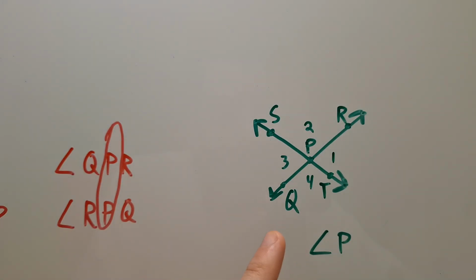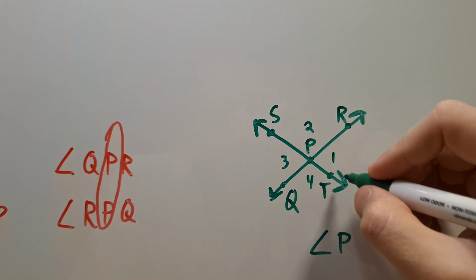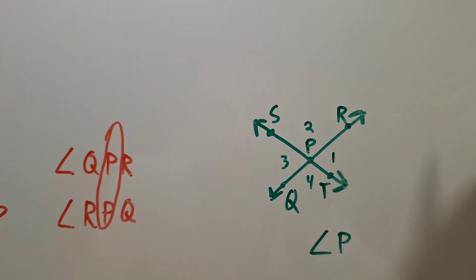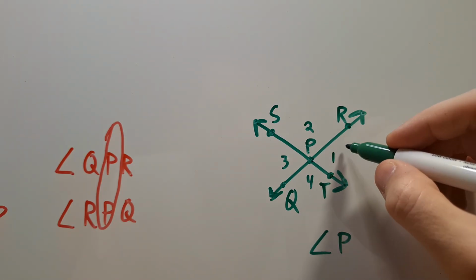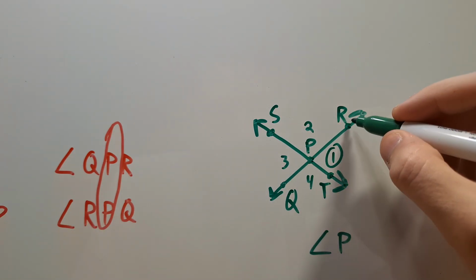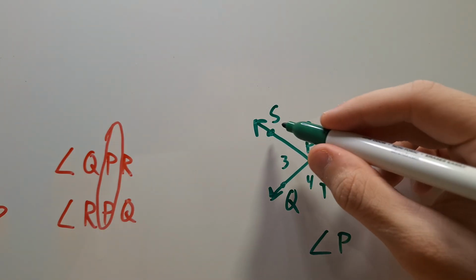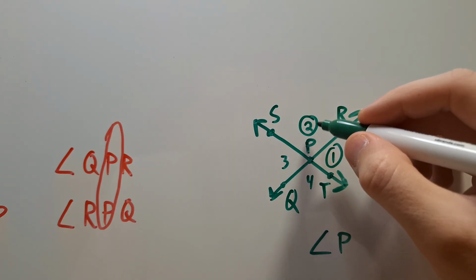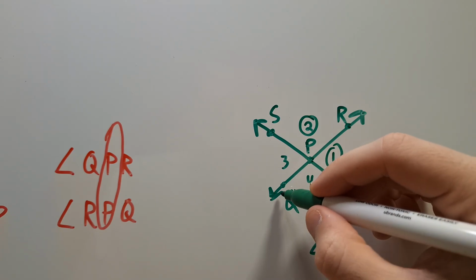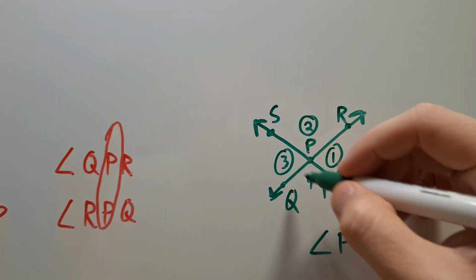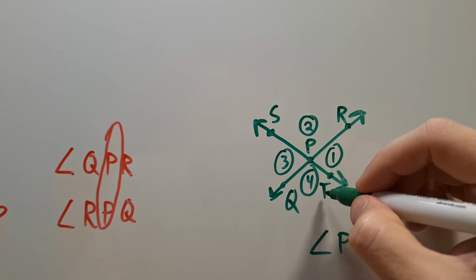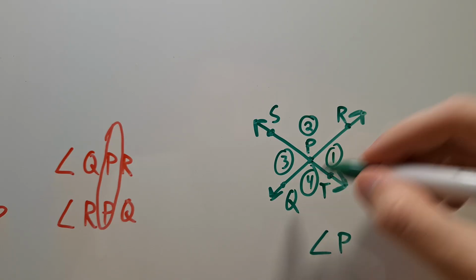Now the other ways we can represent this, we can refer to this angle right here as angle 1. We can also call it angle RPT or TPR, and that's for this one here. Angle 2 we can call SPR or RPS, or we can simply refer to it as angle 2. And then likewise, same thing here, SPQ or QPS or angle 3. And then 4, we can call this one angle 4 or QPT or TPQ.